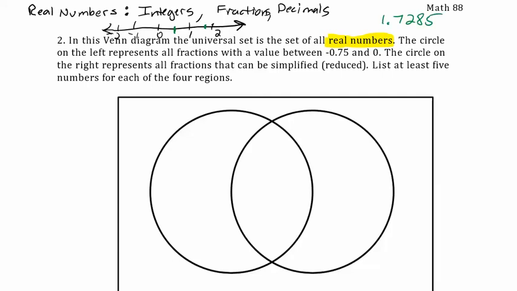Any fraction, any decimal, as well as numbers like pi, or square root of 2. Those are real numbers. And you could find the decimal approximations for these using your calculator, or maybe you know that pi is 3.14. So that's our universal set. So inside this rectangle could be any real number.